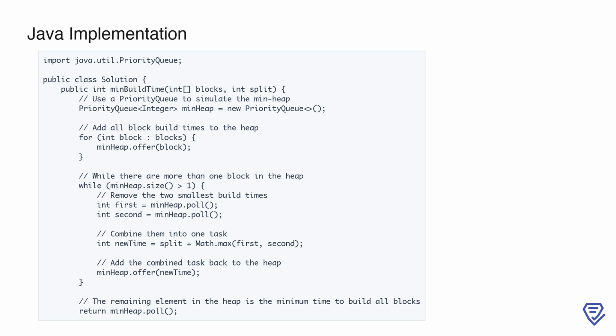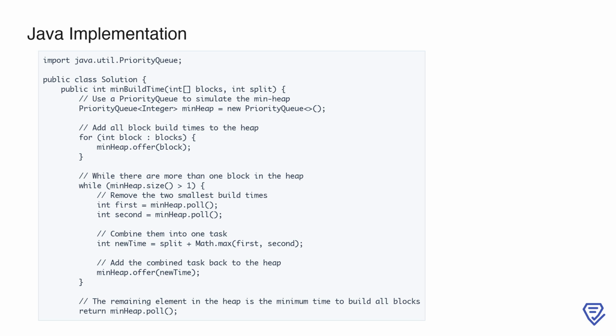These two values represent the two blocks with the shortest build times. We then calculate the new combined task time by adding the split time to the larger of the two values, which ensures we account for the time required to split and build these blocks. The resulting combined time is added back into the heap, effectively reducing the number of tasks.